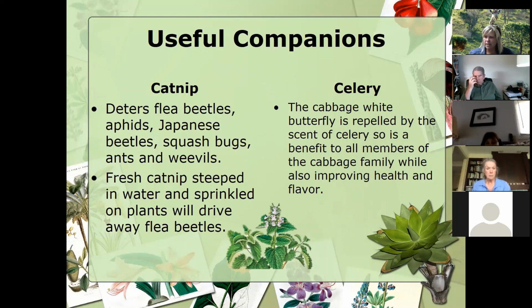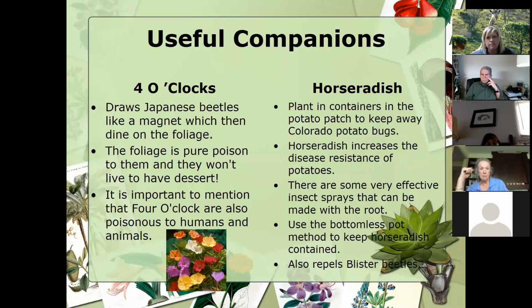Celery, I don't know if anybody's ever tried to grow celery. It's one of those longer day crops, so sometimes we can be successful with it here. If nothing else, it's just fragrant in the garden, but the cabbage looper is going to be repelled by that scent, so it's going to be a good companion to any of your cole crops. And if you're growing a fall crop of those cole crops, you could even just leave the celery throughout the season to serve that purpose.